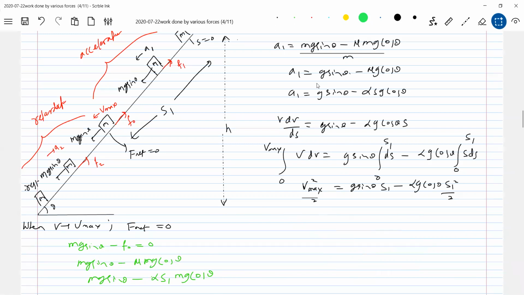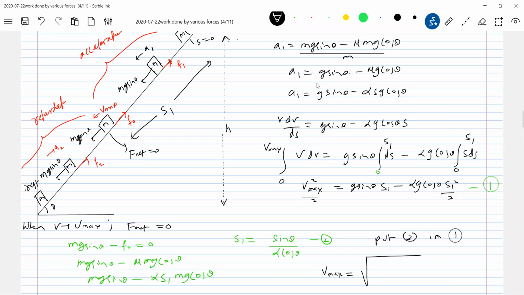So that value of s1, I'll substitute here. Okay, got this? So I'll get the expression for Vmax. Here I'll write the equation: s1 equal to sine theta by alpha cos theta. Call this equation 1, this equation 2. So what we are going to do further: put 2 in 1, then we'll get the expression for Vmax. Put 2 in 1, solve for Vmax.